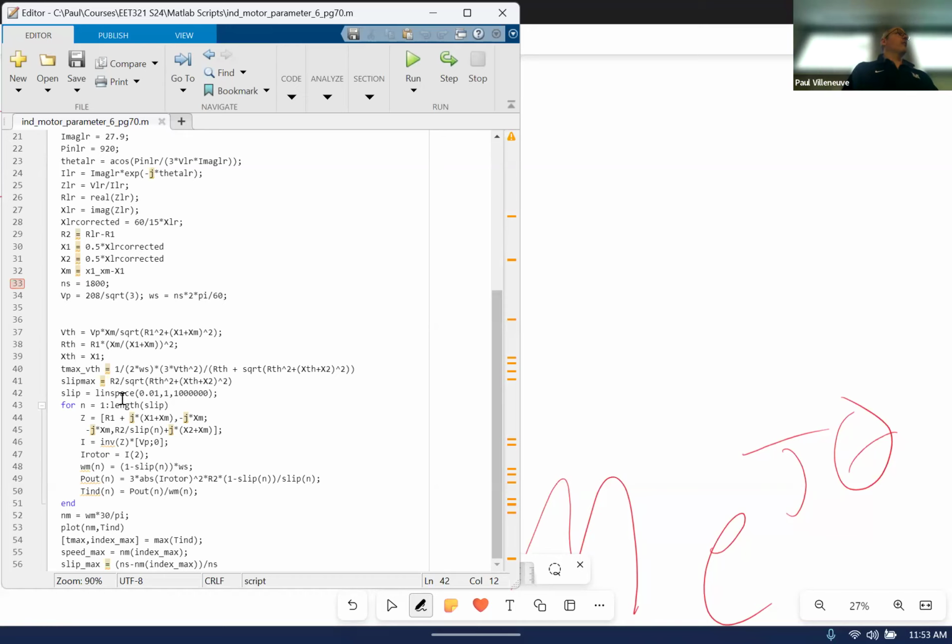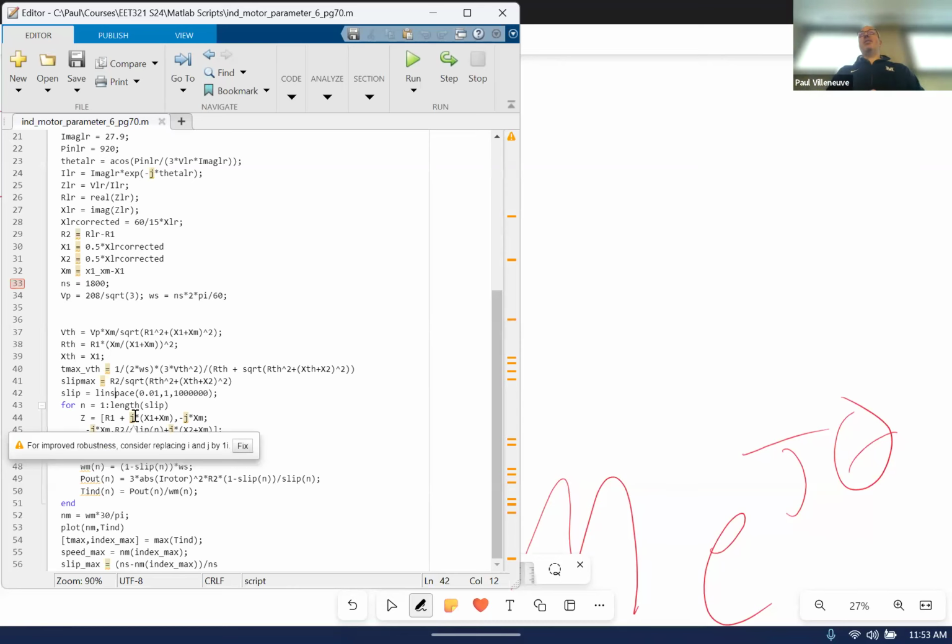Does anybody here not know for loops? Anybody here not had a class in basic programming? For loops, if loops? A for loop basically is do something until you reach the end of whatever value you told it to do. Then I calculate my Z matrix.